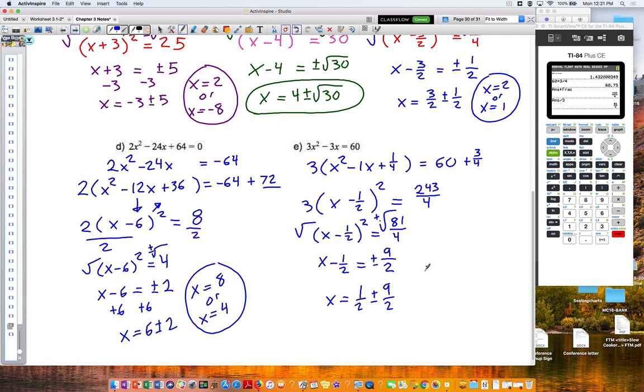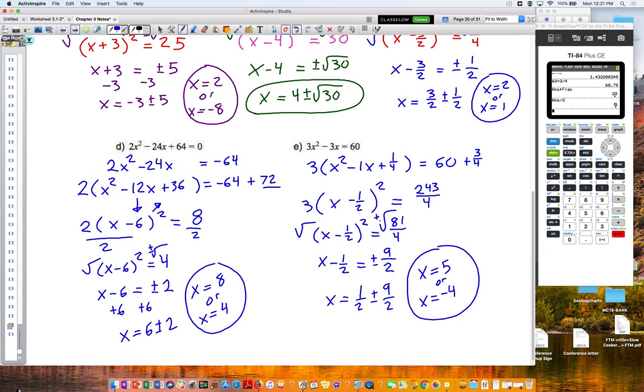10 divided by 2 makes x equals 5. 1 minus 9 is -8. -8 divided by 2 makes it -4. Trust me, on your test, you will not have one that deals with fractions. It'll be more like letter D. Okay, so expect one like that. Expect one like A or B.